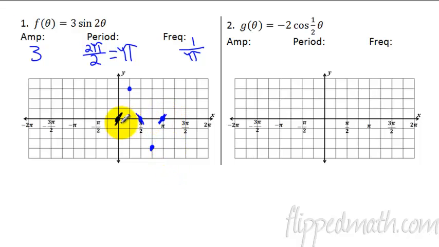Now let's just keep this sketching. So every pi over 2, it's going to have an intercept. So pi over 2, pi over 2.